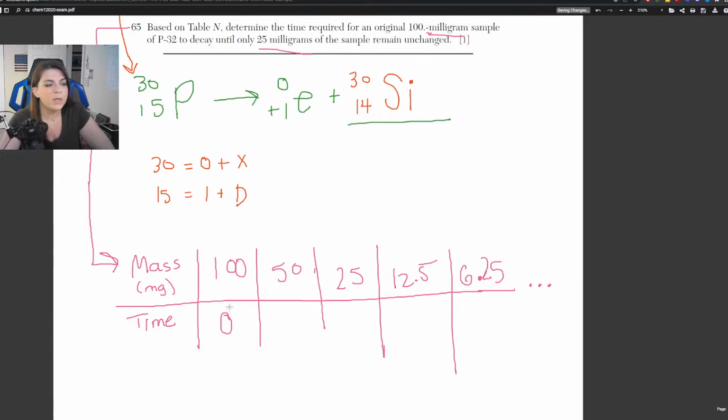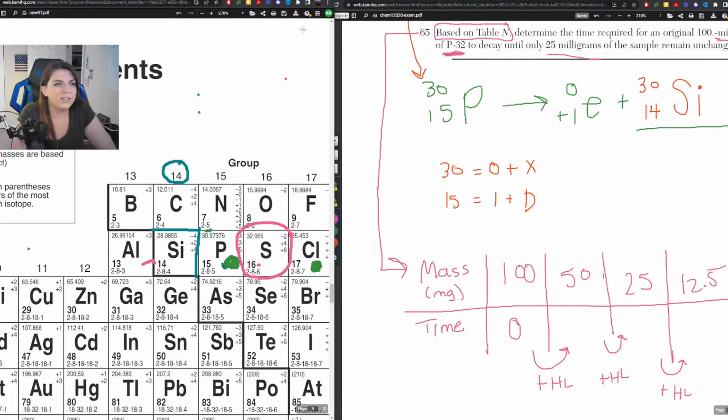And the time, you are going to add the half-life each jump on this table. So you will add the half-life, and in this case, we only have to add it twice because we're hitting the 25 milligrams. So we have to do this based on table N, and we're looking at phosphorus 32. So we have to pull that up to figure out what the actual half-life is.